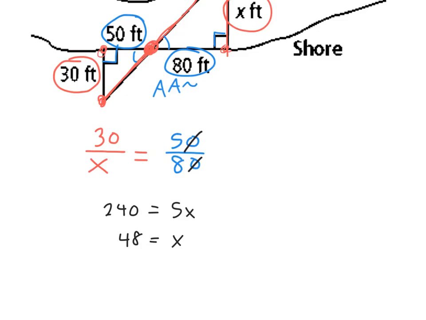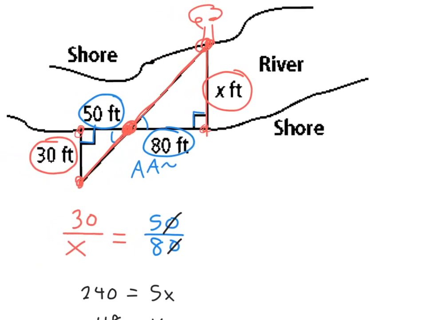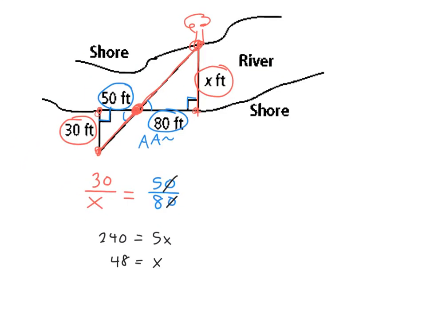So what's that mean? How far across is the river? So that means the distance across the river is 48 feet, which just goes to show that this is not to scale at all, because this looks isosceles to me.